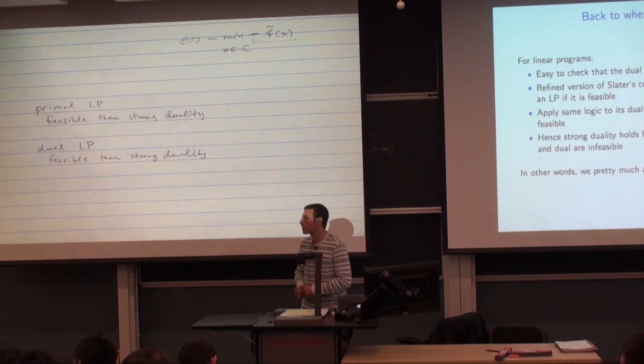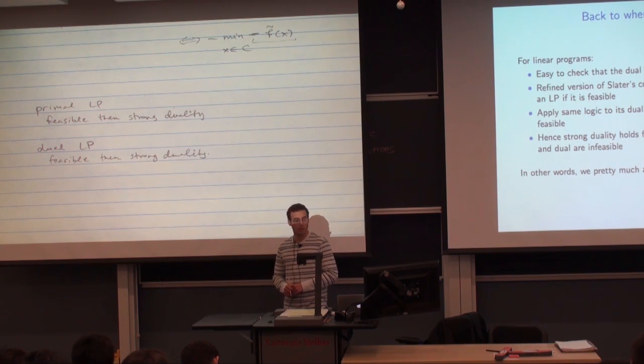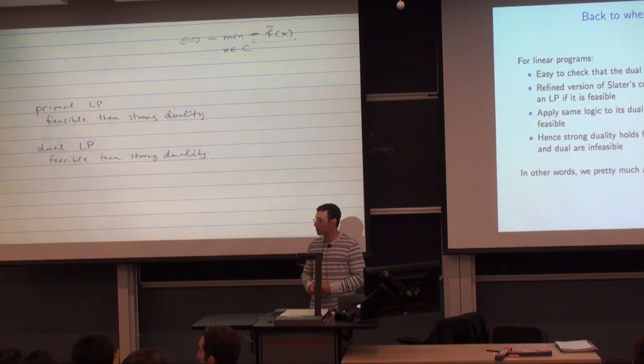Question? Do they have to be convex problems? So for LPs? Yeah, primal LP. Yeah, so for LPs it's always convex. Right, we have just a linear objective with linear constraints.